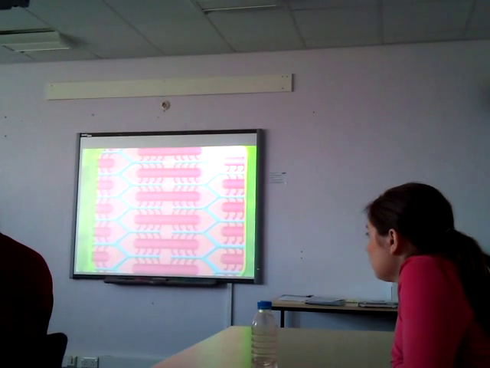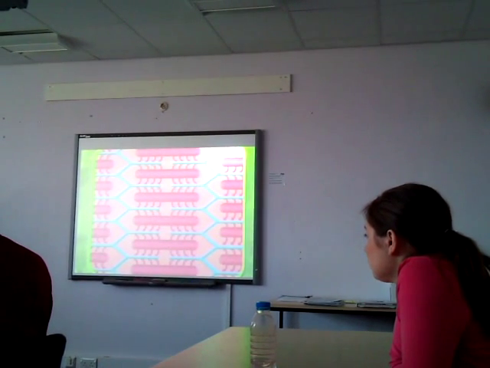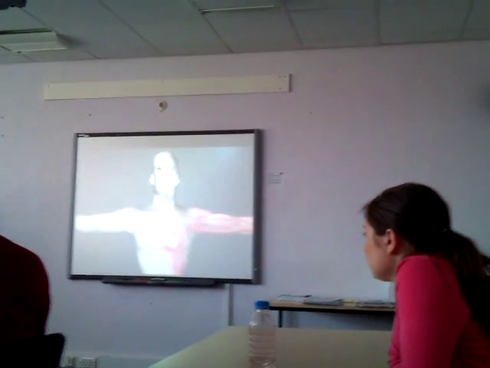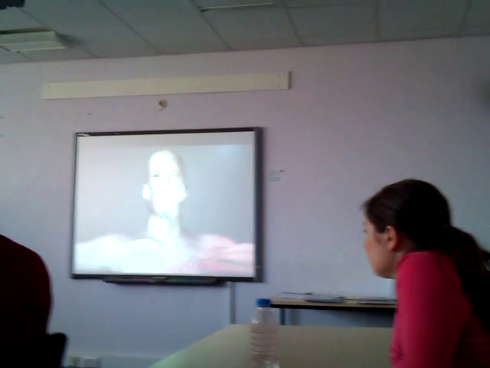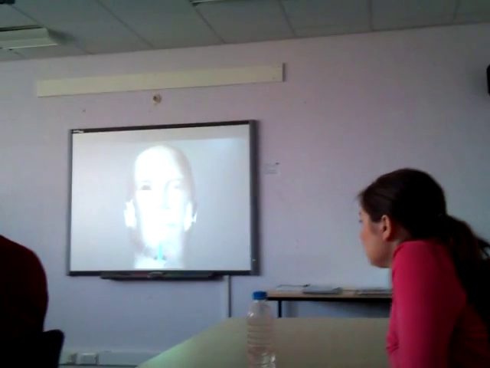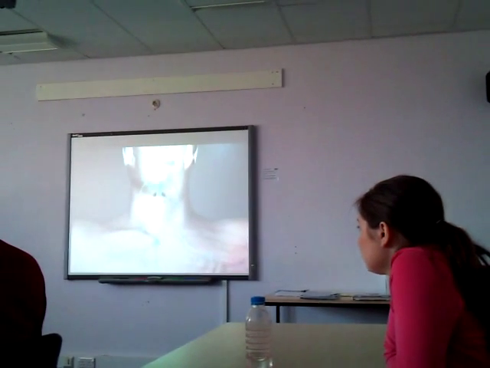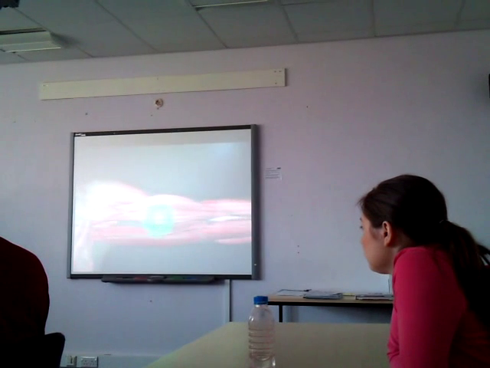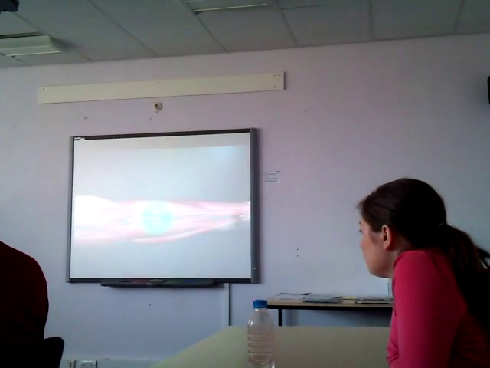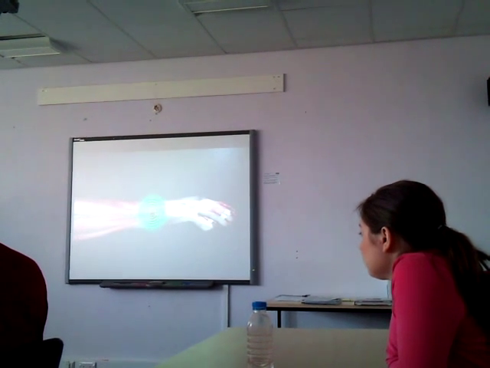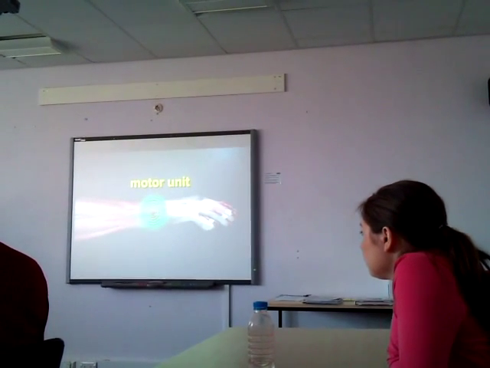The stimulus to contract is transmitted from the brain to the muscle by the nervous system in the form of an electrical impulse. These impulses are sent by nerve cells called motor neurons. One motor neuron doesn't stimulate the whole muscle, but only a number of fibers within that muscle. The motor neuron and the fibers it stimulates is called a motor unit.